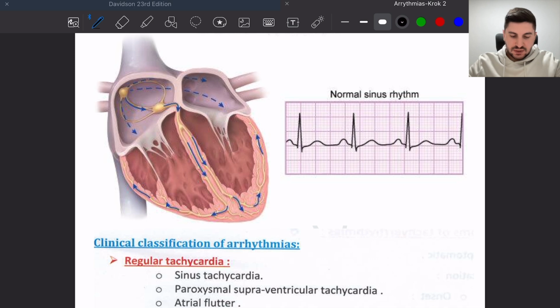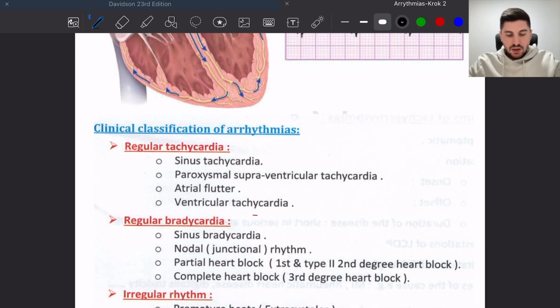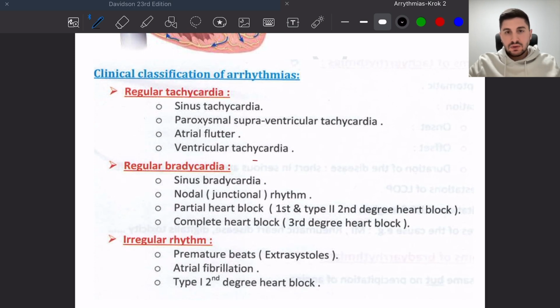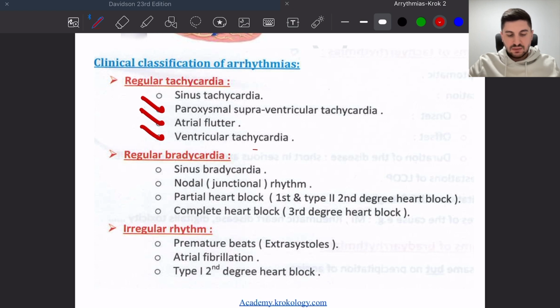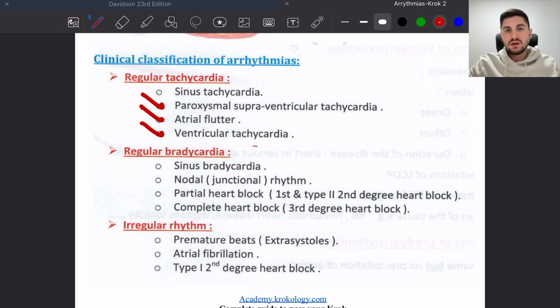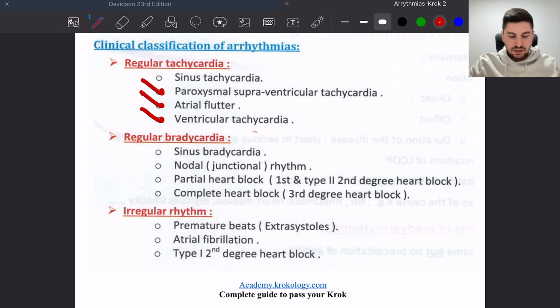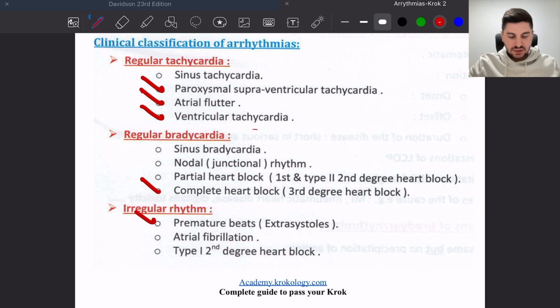There are many arrhythmias. Today we will take one of the most common arrhythmias that come in Krok, including paroxysmal supraventricular tachycardia, ventricular tachycardia or paroxysmal ventricular tachycardia, and atrial flutter. These are all considered arrhythmias that cause increased heart rate. Also we'll take heart blocks or atrioventricular block, especially complete heart block, and extrasystoles, atrial fibrillation.